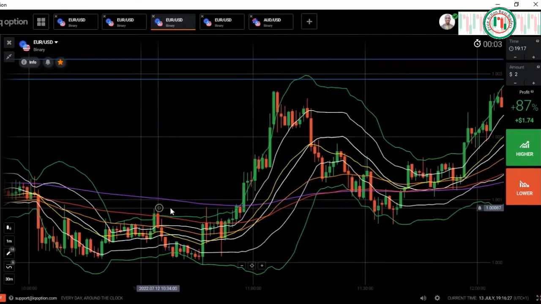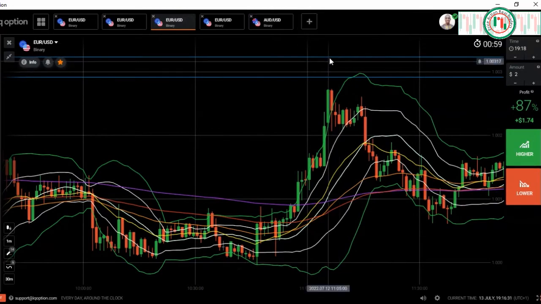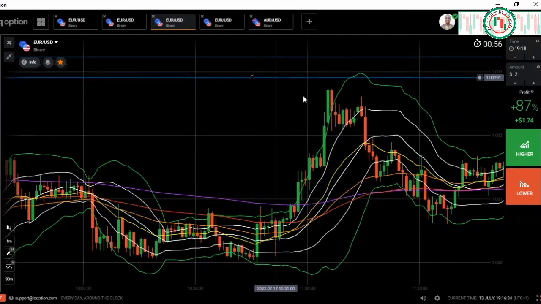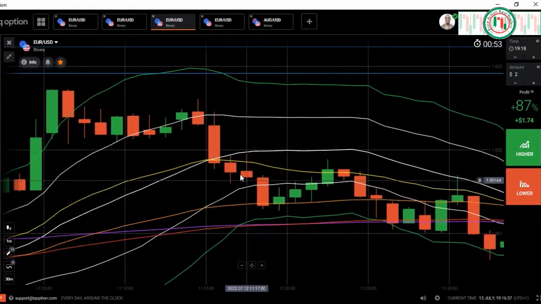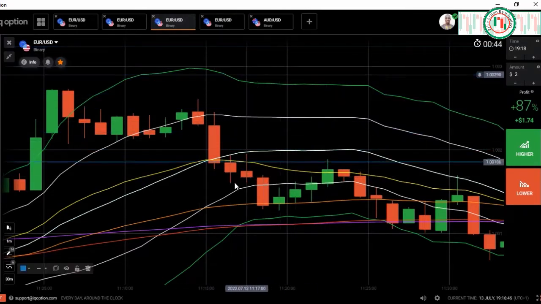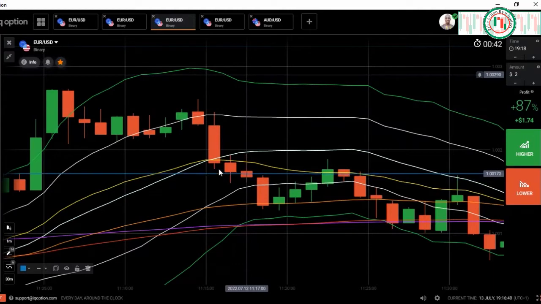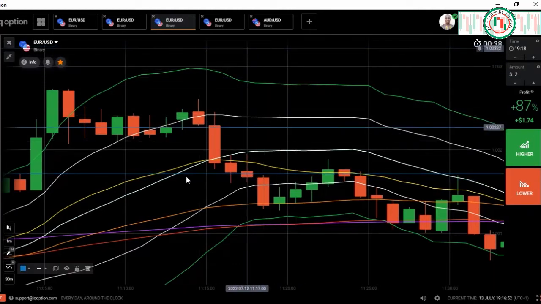Let's check another one. Let me show you the effect of gap. You see here, you see gap, you see gap, you see here, here is your zone, and here as well.